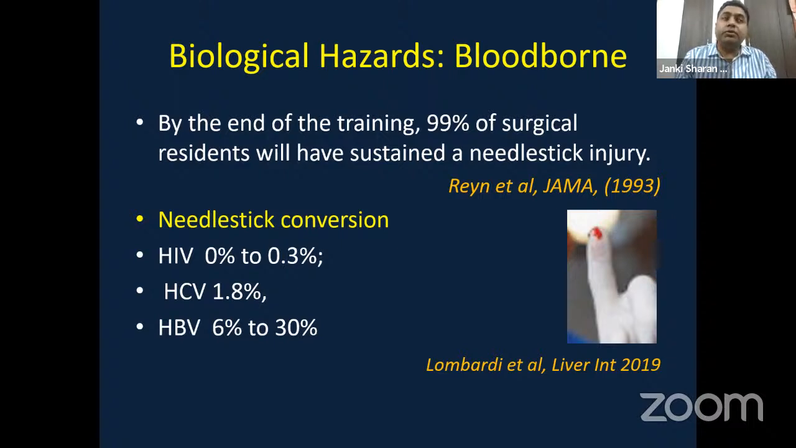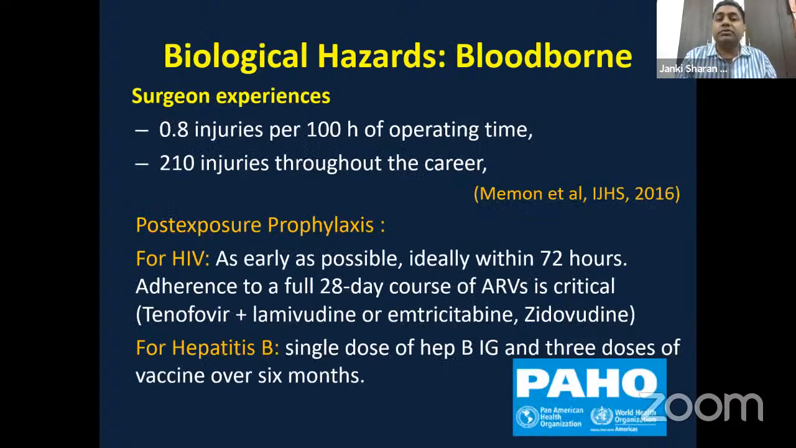So it's important to report it immediately, even if you do not know the status of the patient, so that we can take care of you and the post-exposure prophylaxis, which is available in the hospital, should be given to you as early as possible. So about the general surgeon, there is data that they sustain at least about 1 injury per 100 hours of operative time, and in the operative career, about 200 injuries.